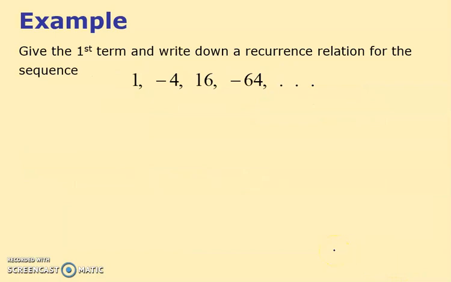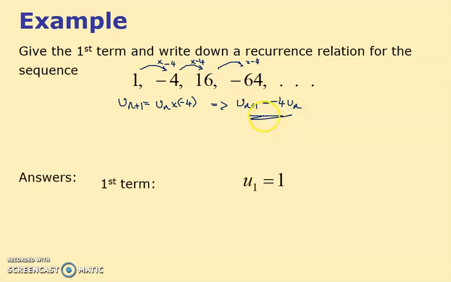Give the first term and write down a recurrence relation for this. Well, what's happening each time? Just look at it. I'm just timesing by minus 4. 1 times minus 4 gives me minus 4. Times that by minus 4, I get 16. Yeah, that's working. Times by minus 4. So my u(n+1) equals my last term times negative 4. Now, I could write it like that. To be honest, it's better written as u(n+1) equals minus 4 times u(n). And that's the answer.